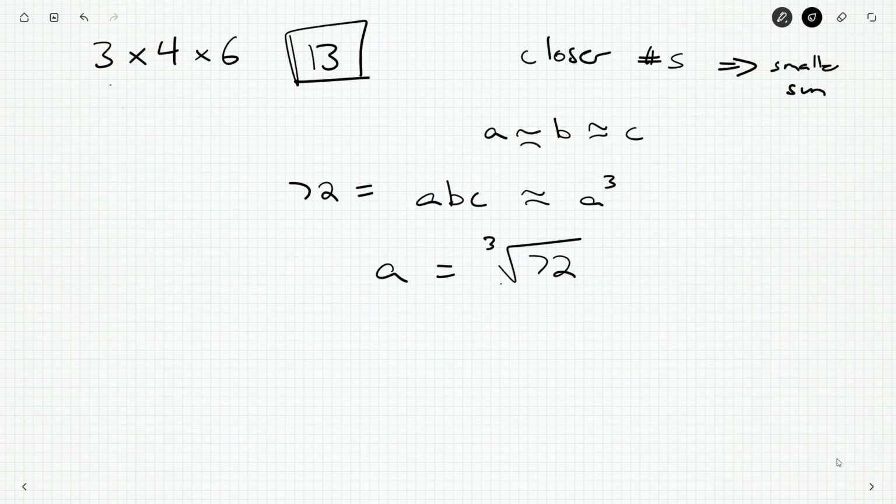And that's where we can start using our calculator. You've got a cube root button, or at least I hope you do. And we can get the cube root of 72 is about 4.1. So these numbers should be really close to 4. Well, we've got numbers here really close to 4. And 3 is as close to 4 as you can get without actually being 4. So that further strengthens our resolve that the answer should be A, 13.